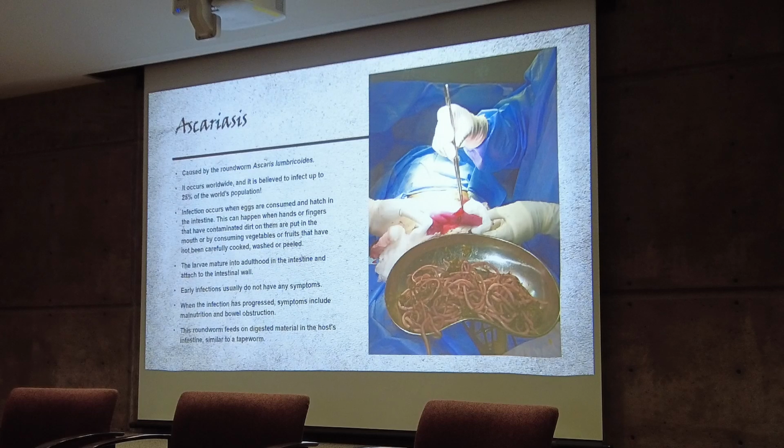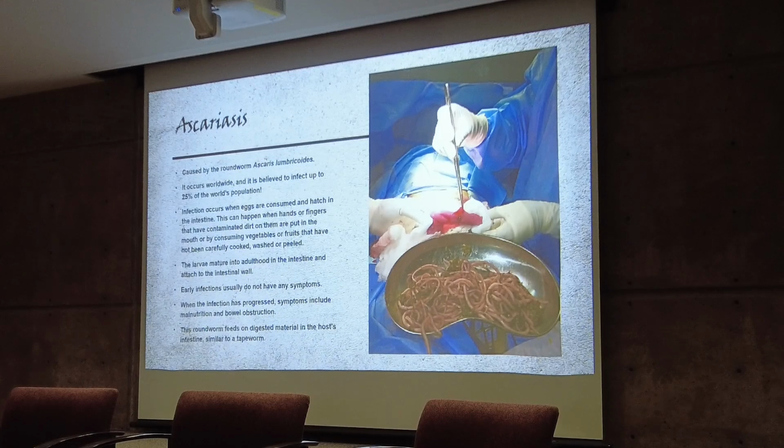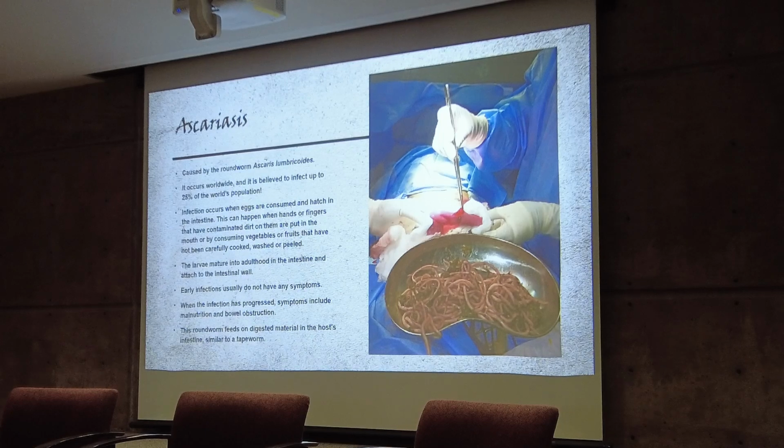It occurs worldwide and is believed to infect up to 25% of the world's population. The infection occurs when the eggs are consumed and hatch in the intestines. This can happen when hands or fingers have contaminated dirt on them and are put in the mouth, or by consuming vegetables or fruits that have not been carefully cooked, washed, or peeled.